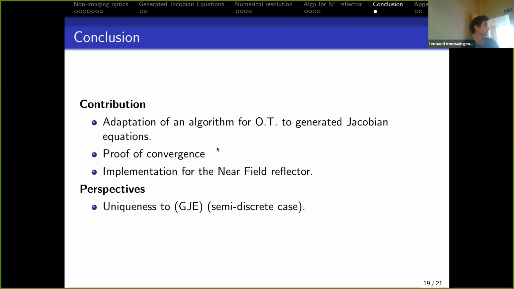So in conclusion, what we did is adapt an algorithm that already existed for optimal transport to the generated Jacobian equation, prove its convergence, and implement it in one case. The perspective for this problem is to prove the uniqueness of the solution.